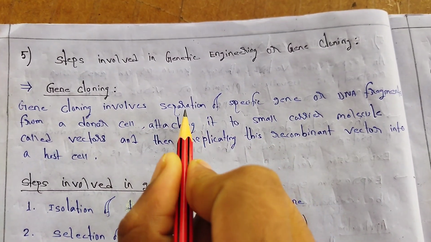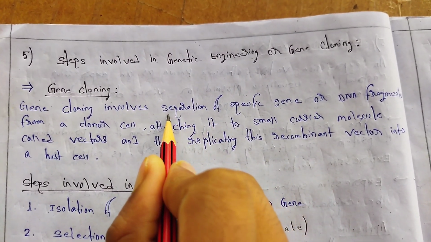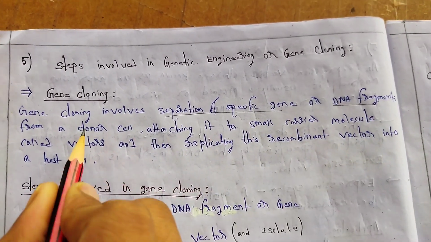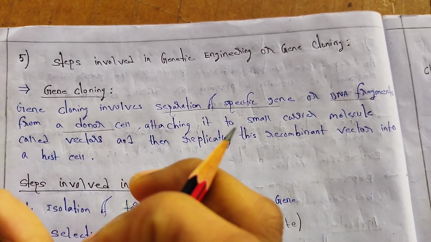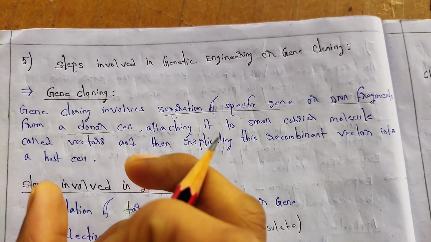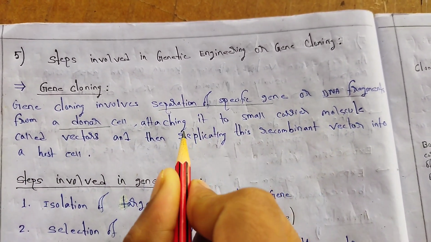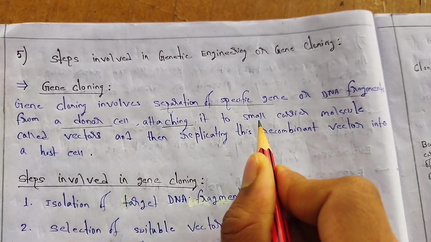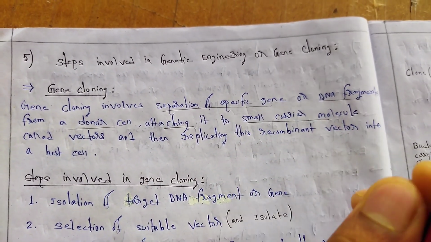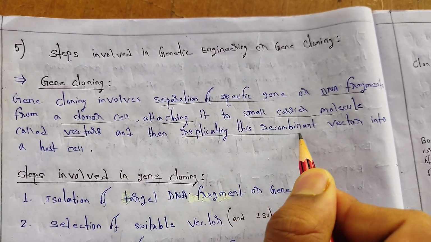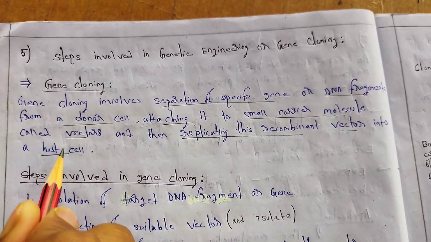Gene cloning involves separation of a specific gene. We have to separate the specific gene or a DNA fragment from a donor cell, that is, separate the target DNA fragment, then attach it to a small carrier molecule, that's a vector, then replicate this recombinant vector in a host cell.